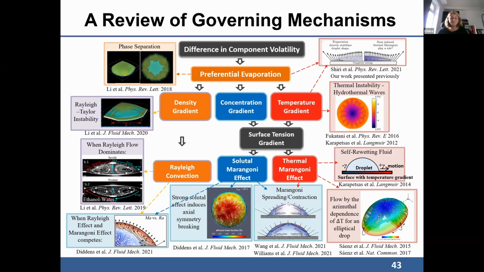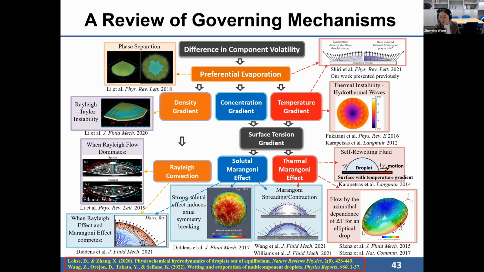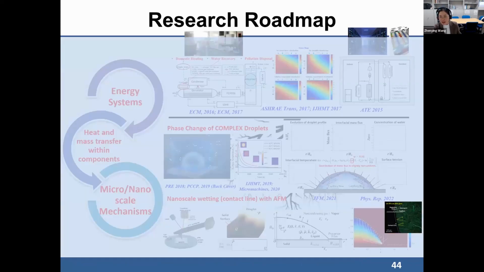Okay, thank you. So this is a review of all the governing mechanisms. If you are interested, you are welcome to look more into these two review papers, which were published in previous years.